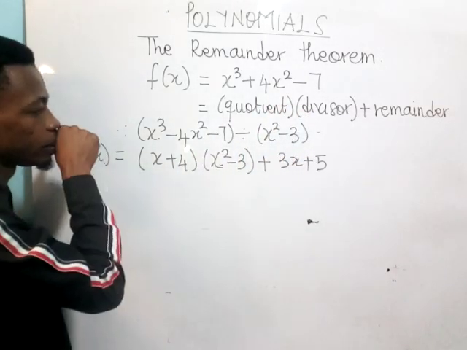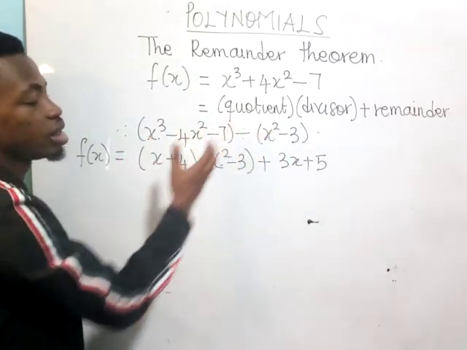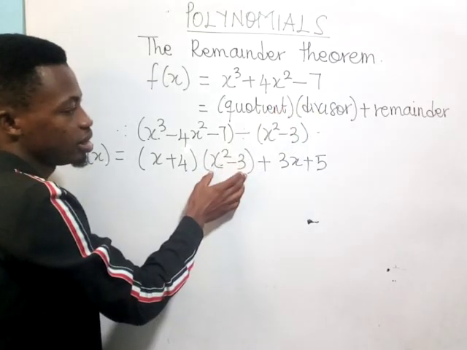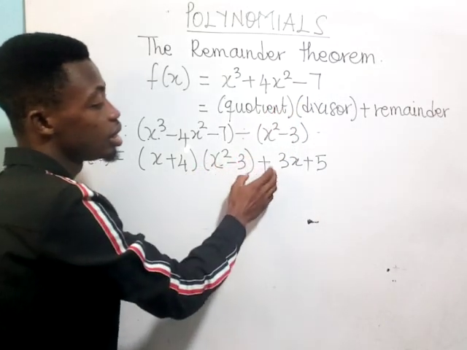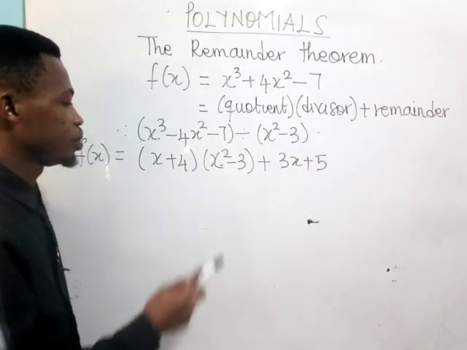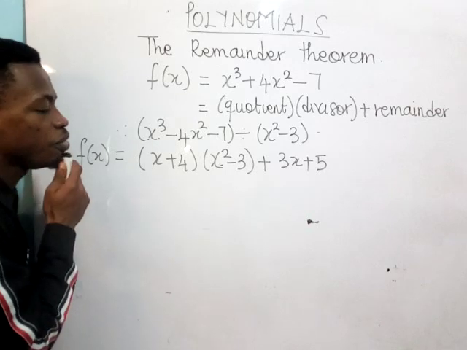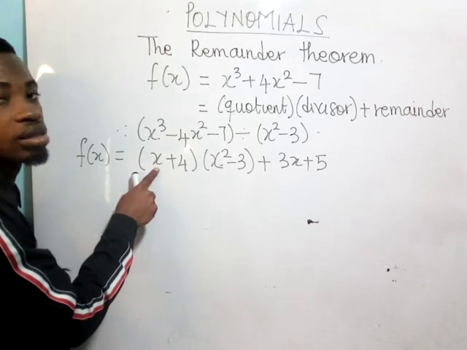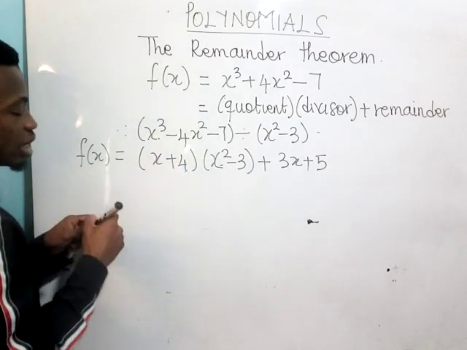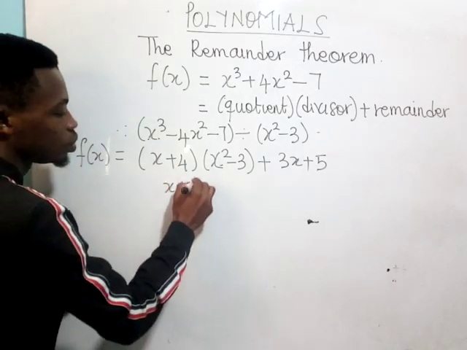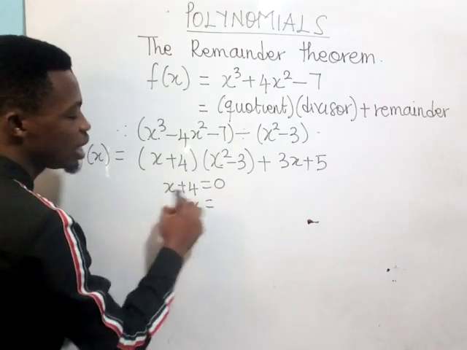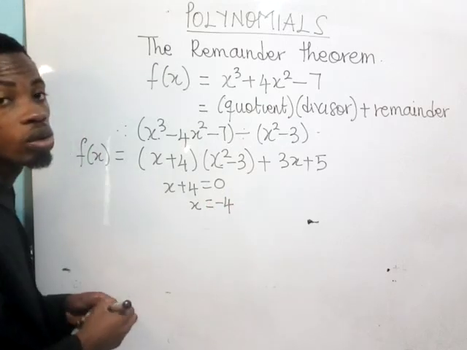Now, this gives us our quotient as x plus 4, and this is our divisor here, x squared minus 3. Then our remainder is 3x plus 5. Now, over here, if we take this one out, x plus 4, and equate it to 0, we are going to obtain x is negative 4.